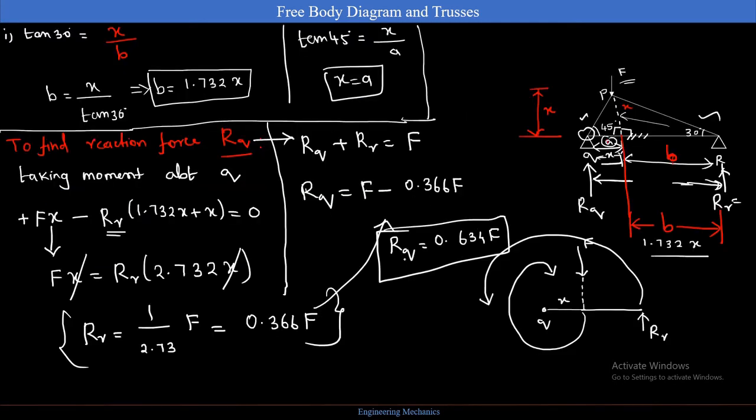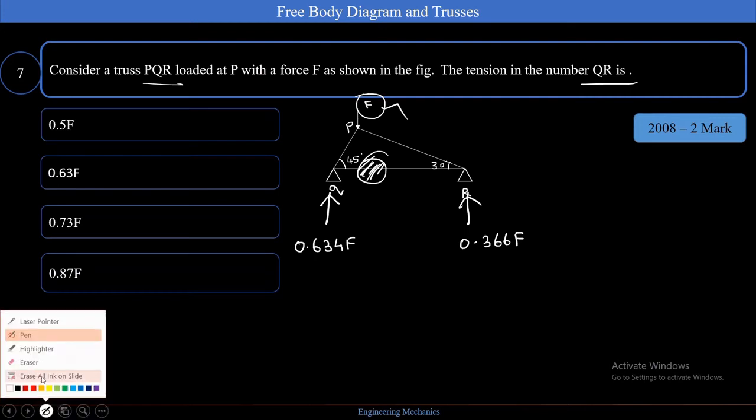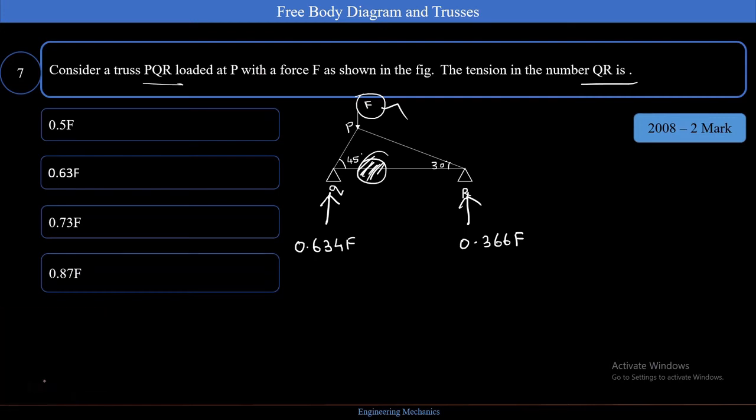What is the reaction force in the Q? It's nothing but 0.634 F, and here it is 0.366 F, right? And this is my F. Okay, let's see how to find the tension in the QR. This is very simple. Now actually we are getting into the question.